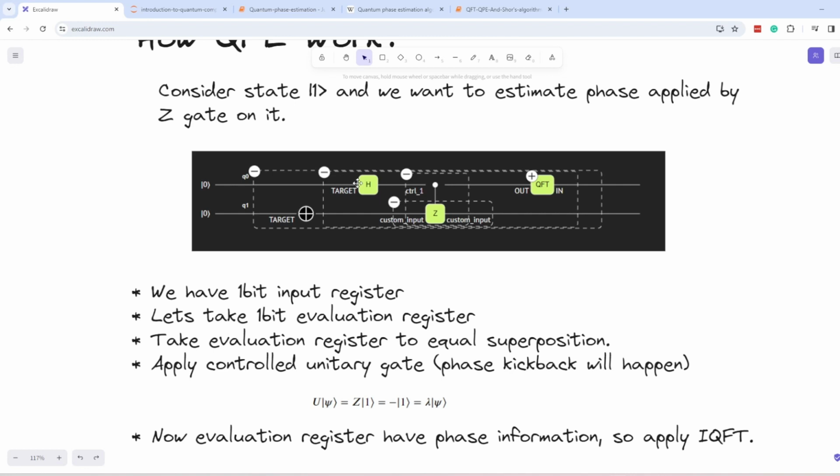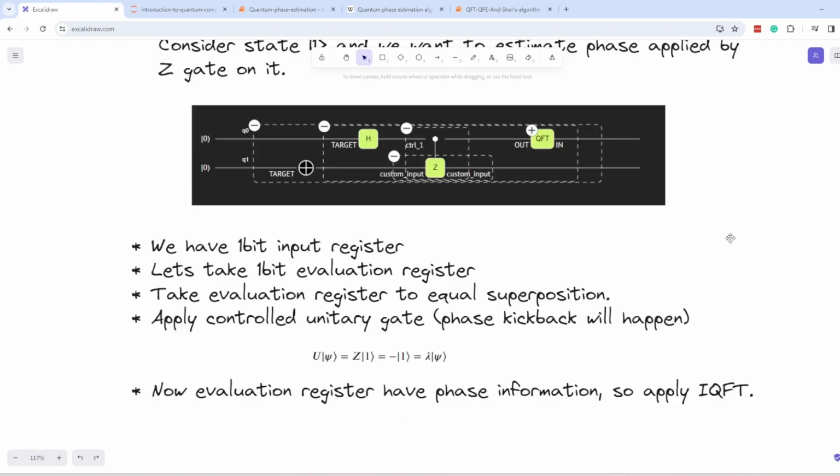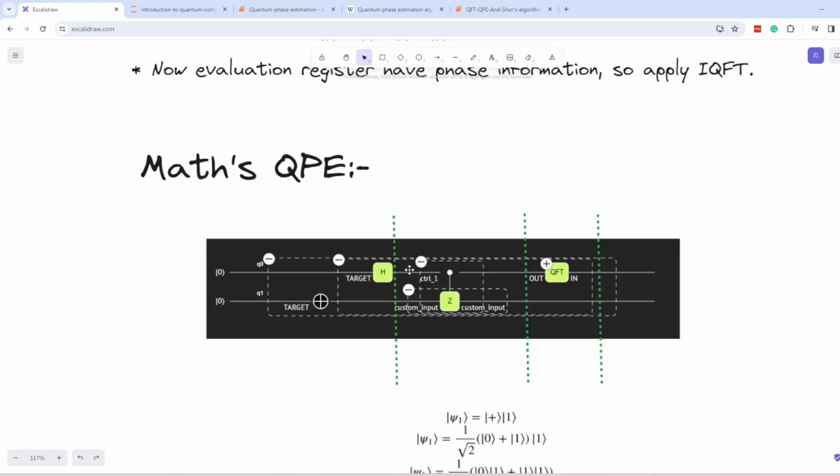Now the control qubit is already in a state of superposition, plus it has phase information also, so we can use the inverse quantum Fourier transform to extract the information regarding phase. Now let's see the math behind this.